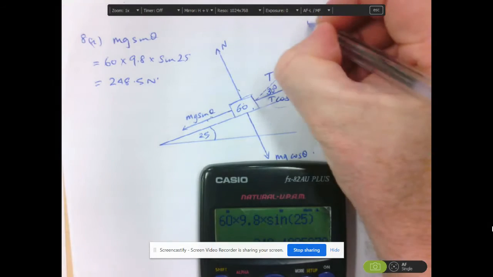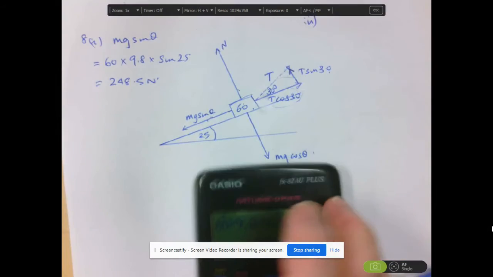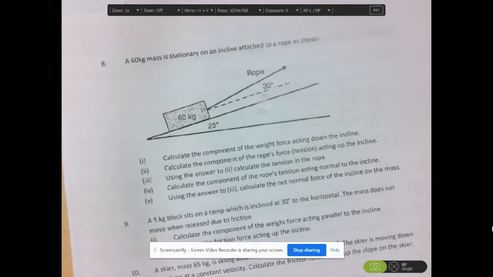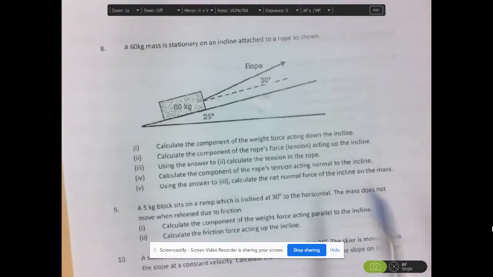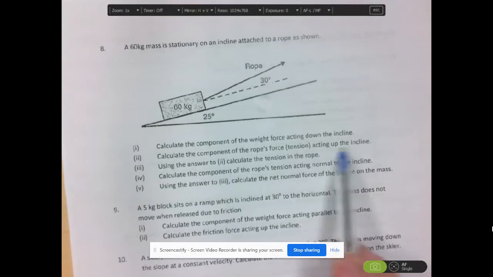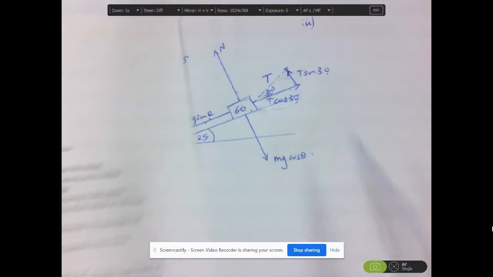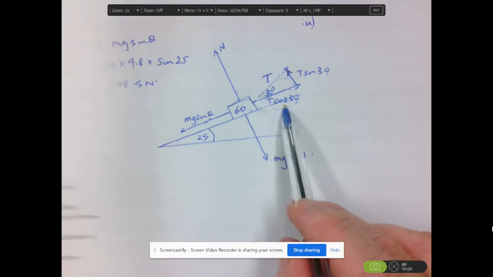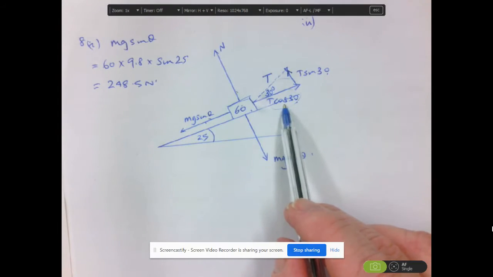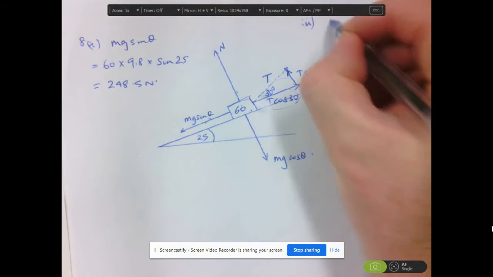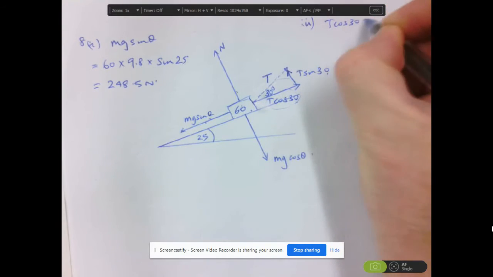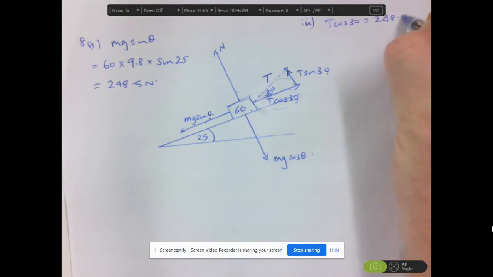So question number 2 asks us to calculate the component of the rope's force, that's the tension, acting up the incline. So it's asking us for this value here. T cos 30 must equal 248.5 newtons as well.